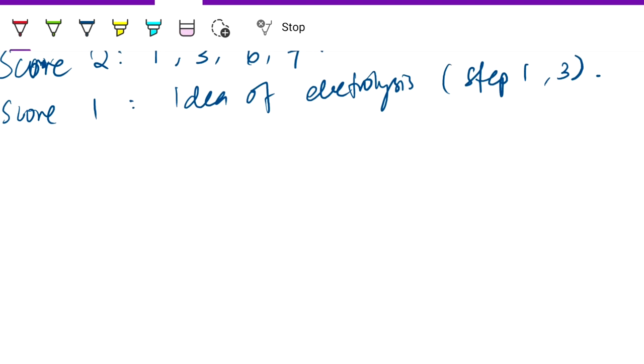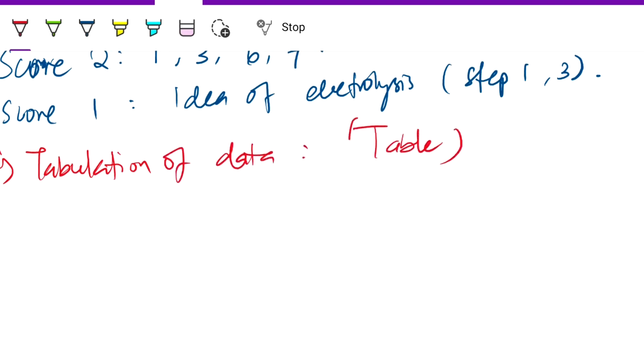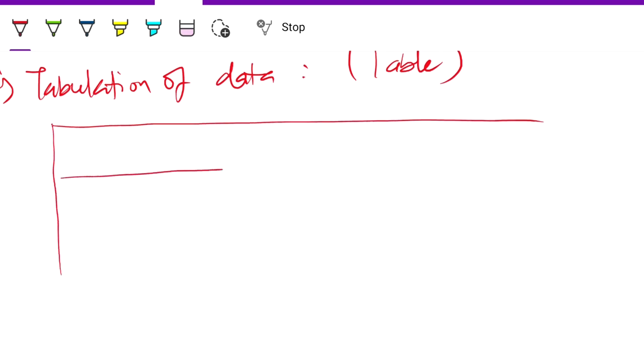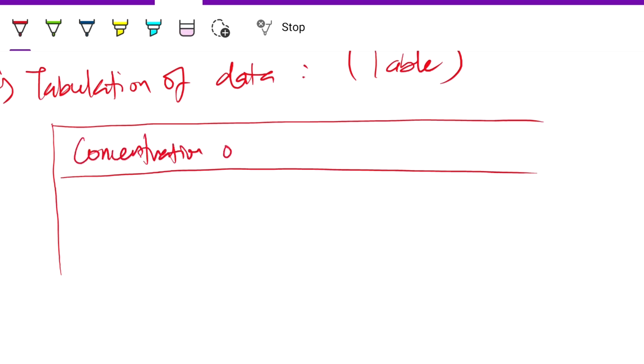Then the last one will be the tabulation of data, which is F. Remember, you must draw a table. Actually it's quite simple. We can just use the MV and the RV. Our MV is the concentration of sodium chloride solution.